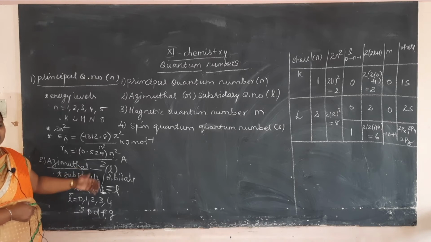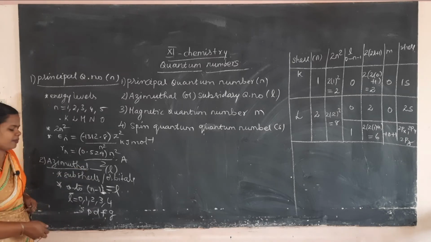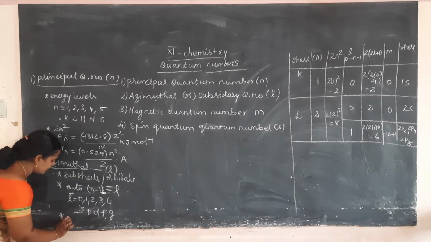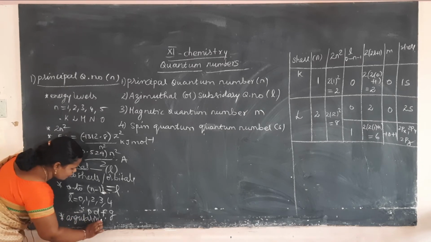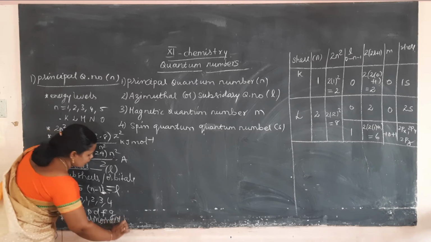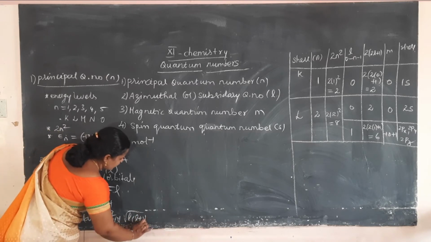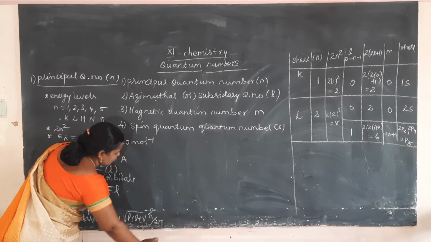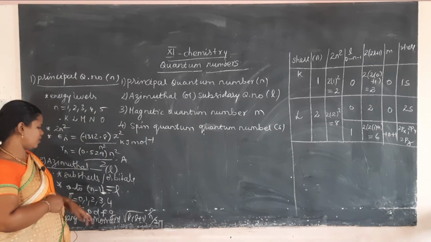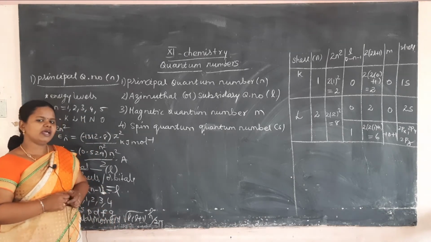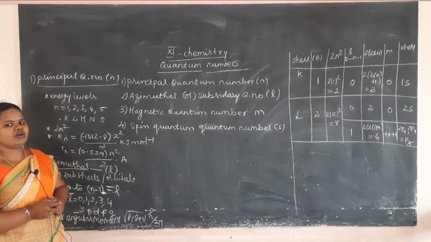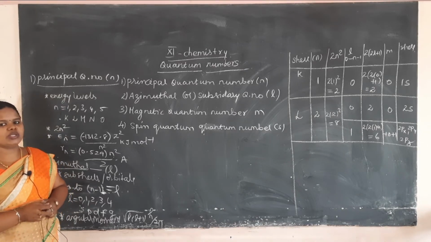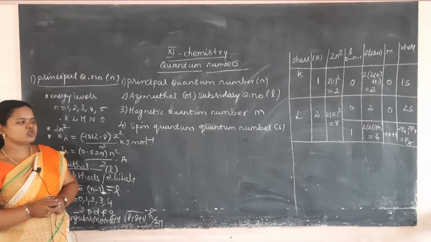Okay, so this azimuthal or subsidiary quantum number is represented by the angular momentum, that is angular momentum is equal to root of L into L plus 1 h by 2 pi. So this angular momentum can be given by this formula, root of L into L plus 1 h by 2 pi, and the number of electrons in that can be given by the formula 2 into 2L plus 1.